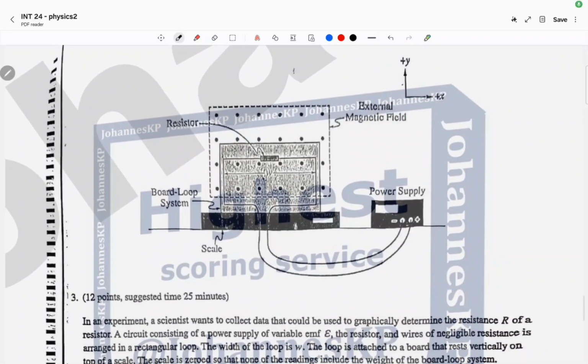So look, here we have a power supply. That is your positive terminal and that is your negative terminal. So the current is essentially going to leave the positive and go and come back to the negative.